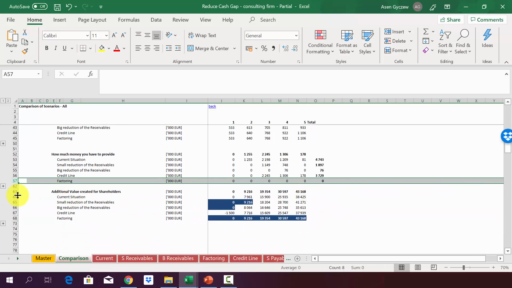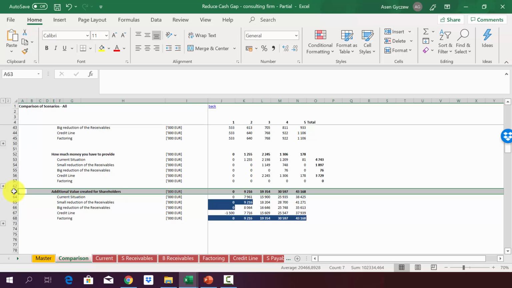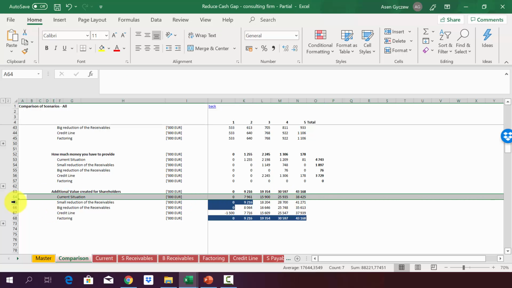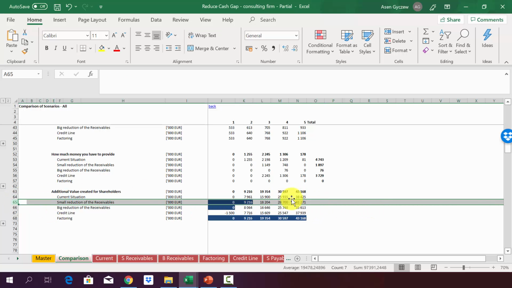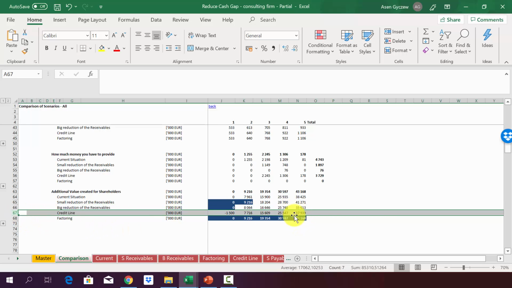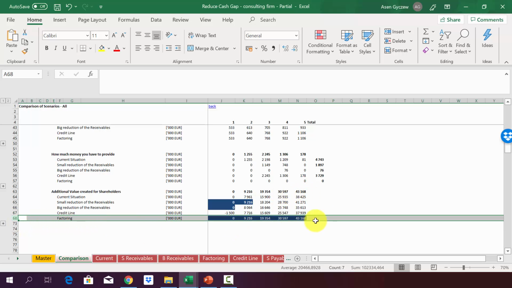And finally, we have the additional value created for shareholders. So we can have 38 million if we go for the current solution, then 41 million if we do small reduction of receivables. In the case of the big reduction of receivables, the value actually goes down to 35 million. Credit line is also a little bit smaller with 38 million. And the biggest is actually for factoring, so 43 million.